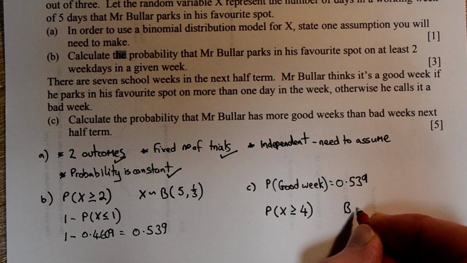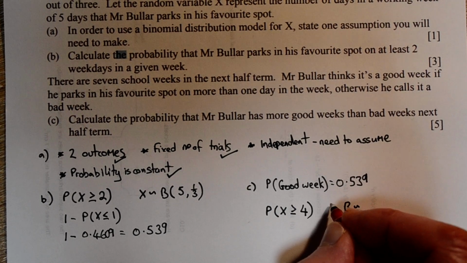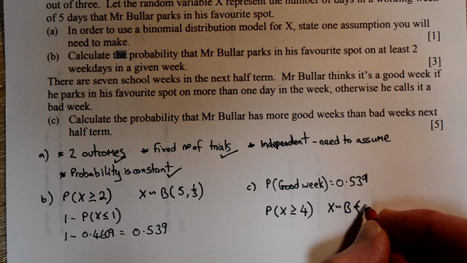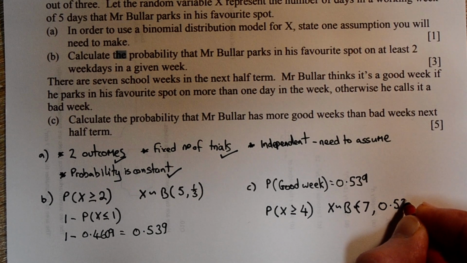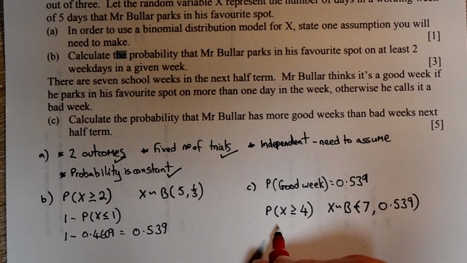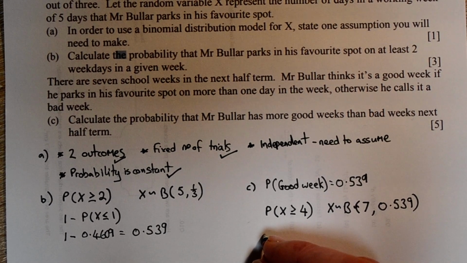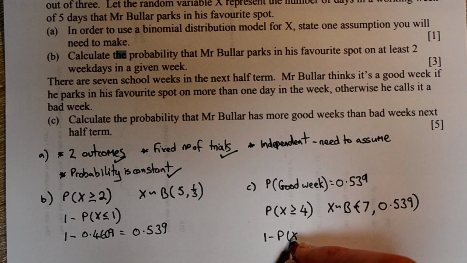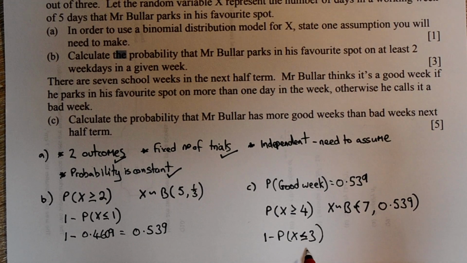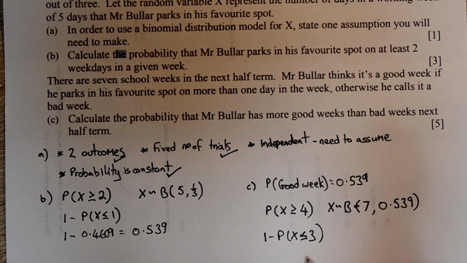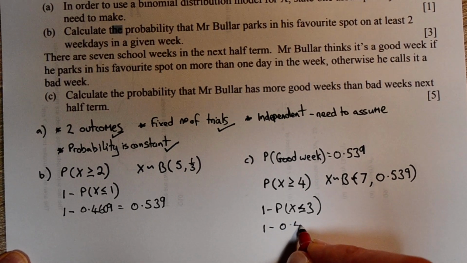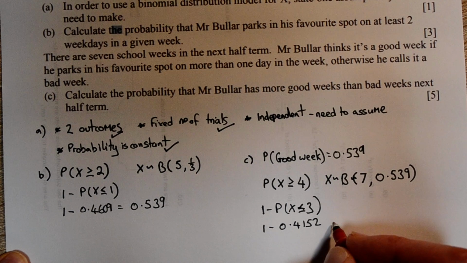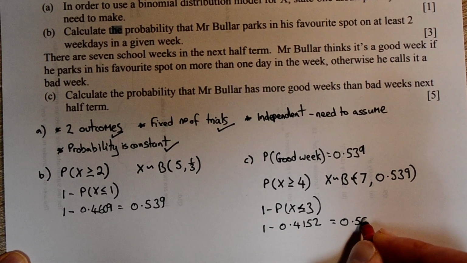So we're using the binomial distribution. So there's 7 weeks, and the probability of success is 0.539. So if we're finding the probability of this, then that's equal to 1 minus the probability that it's less than or equal to 3. Now it's in the less than or equal to form, then we can find the value from our calculators. And that equals 0.585.